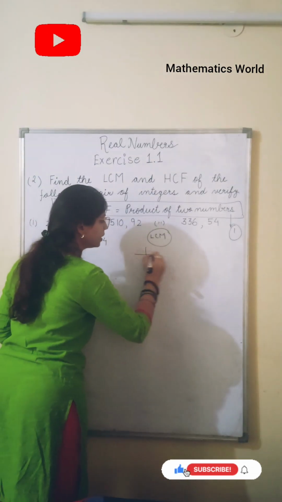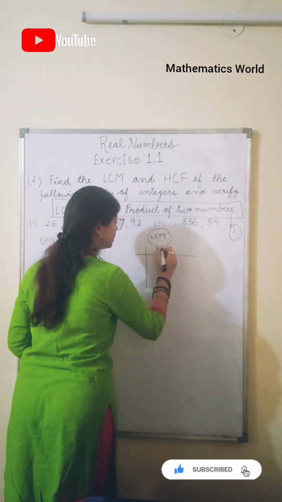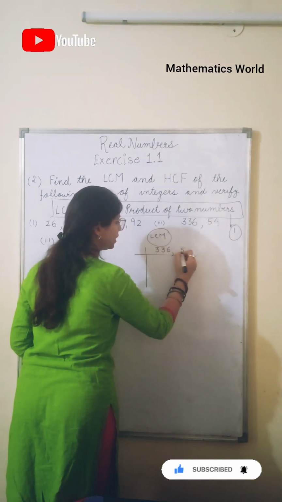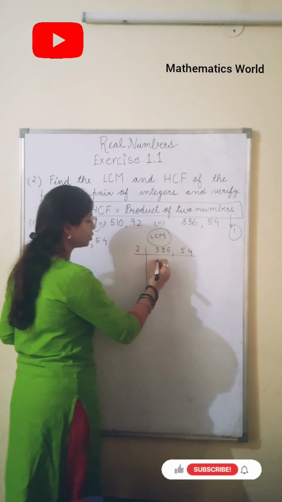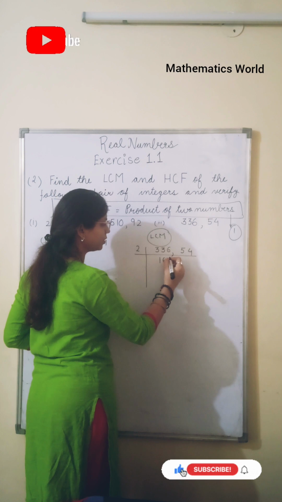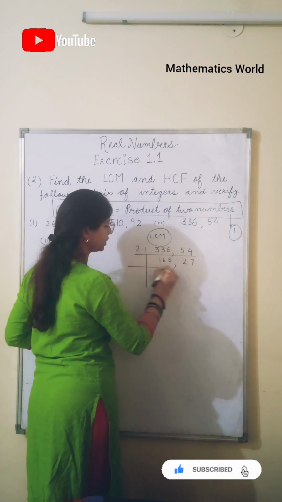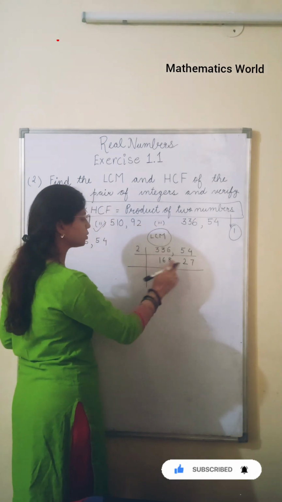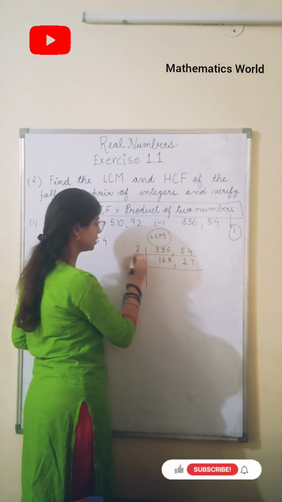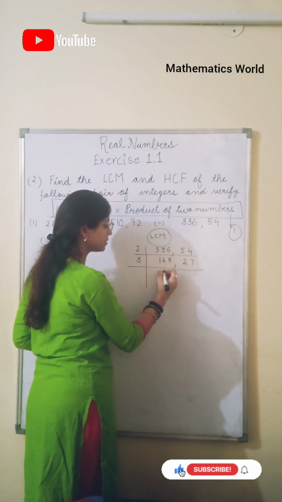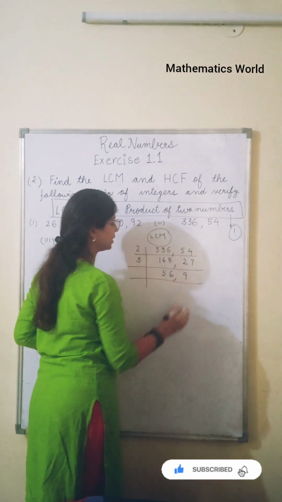So for LCM, we prime factorize the numbers together. That is 336 and 54. Both are divisible by 2. So 2 ones are 2, 2 sixes are 12, 2 eights are 16, 2 twos are 4, 2 sevens are 14. Again, both these numbers are divisible by 3. So let us divide it by 3. So 3 fives are 15, 3 sixes are 18, 3 nines are 27.